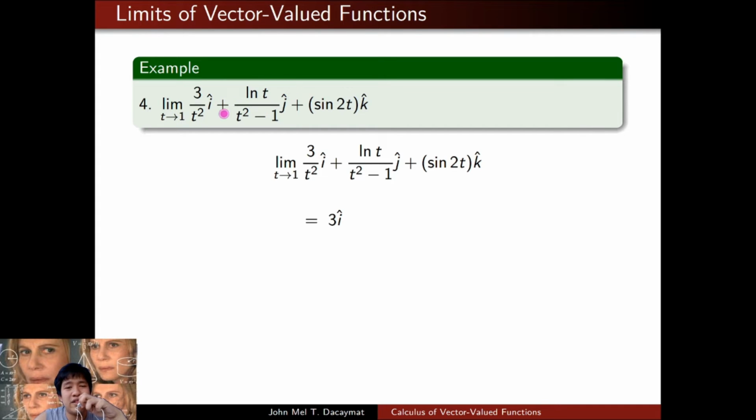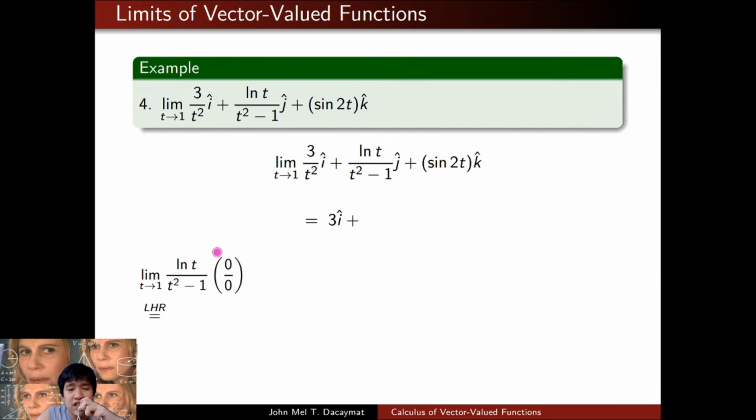Second component, ano napapansin ninyo? If you try to plug in 1 to get the limit of the second component, yung taas goes to ln 1, so that's 0. Yung baba goes to 0 as well, t squared minus 1. So basically, you have to use your L'Hopital's rule. Kung kayang i-mental yung L'Hopital's rule and put the answer here already, that will be fine. But if you can't, okay lang din yun. You can do a side computation right here. So, sabi natin 0 over 0 yung kanyang form. So, we have to apply L'Hopital's.